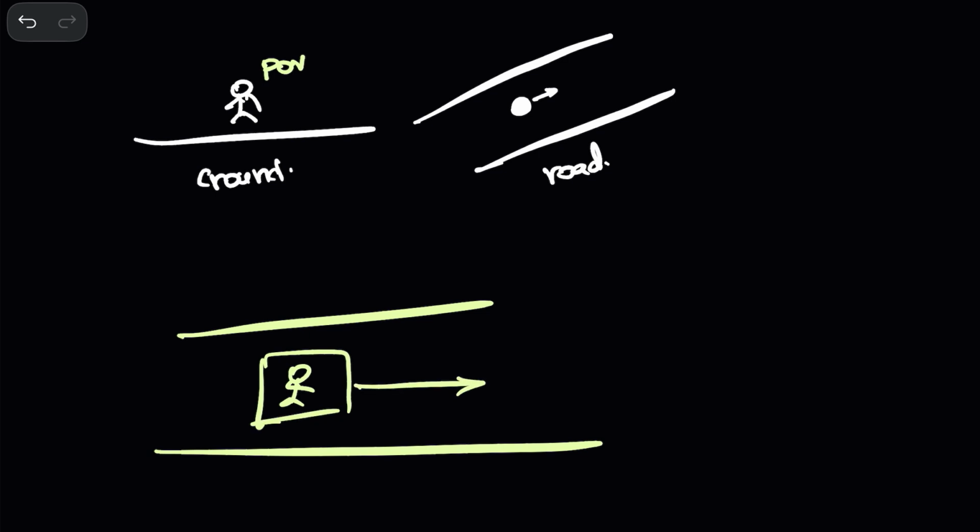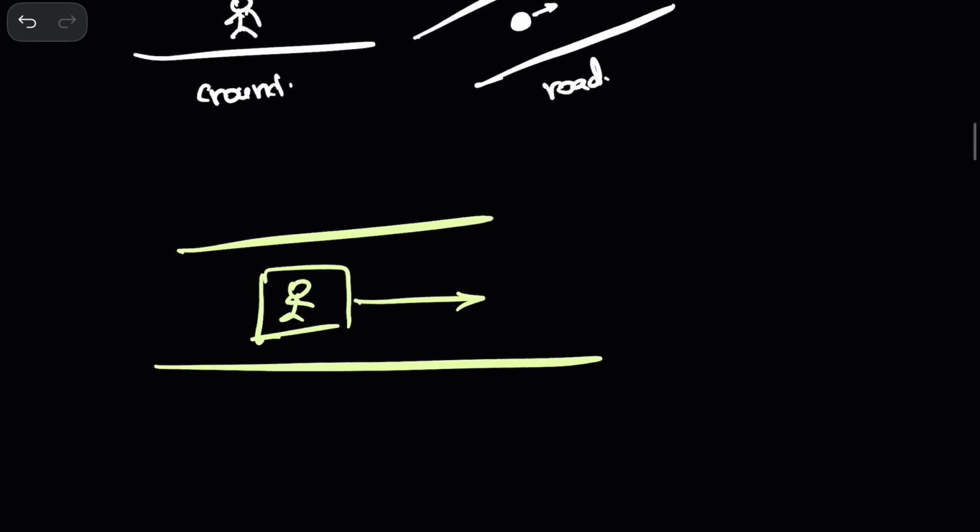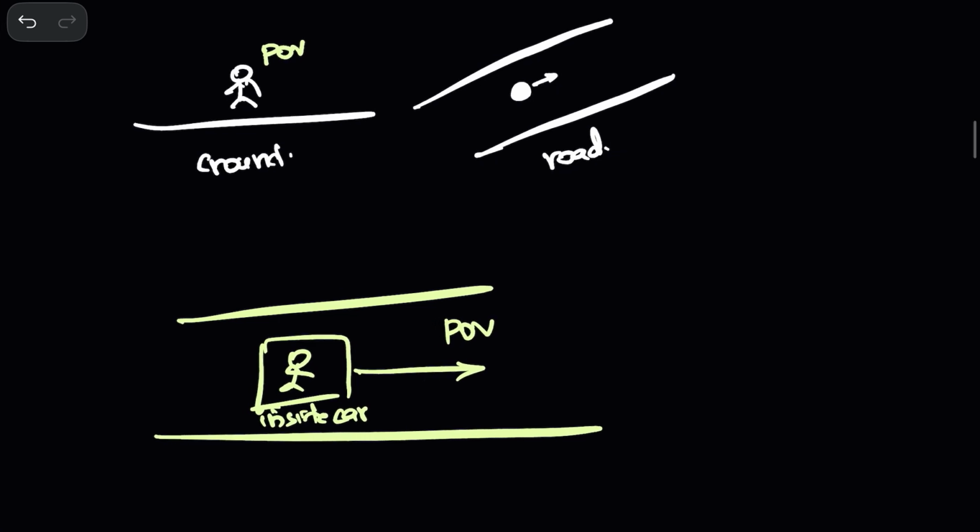To him, the car is not moving because he's inside the car. So the point of view matters. That's why the reference frame matters. Here it is the ground, here it is inside the car. So both statements can be correct because they're made from different frames of reference. You cannot say that the truth value depends on which point of view you're talking from.